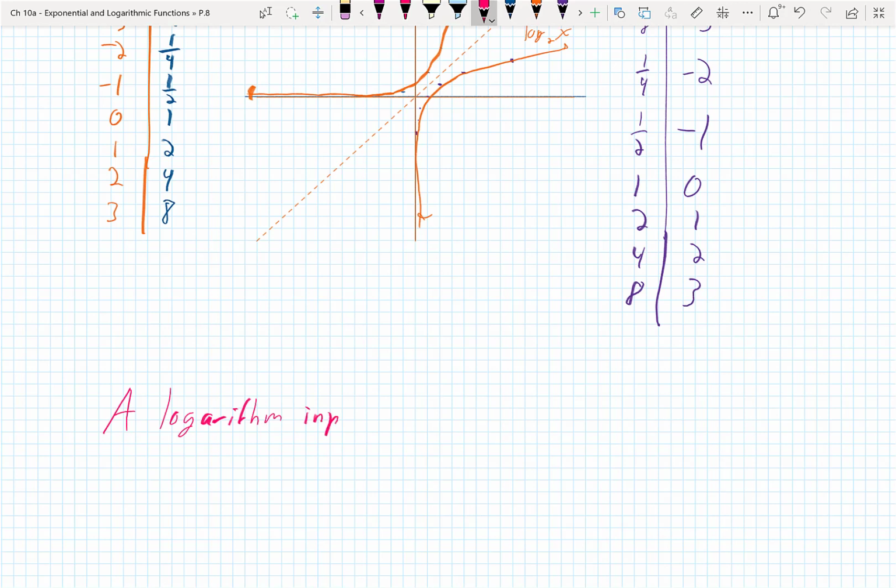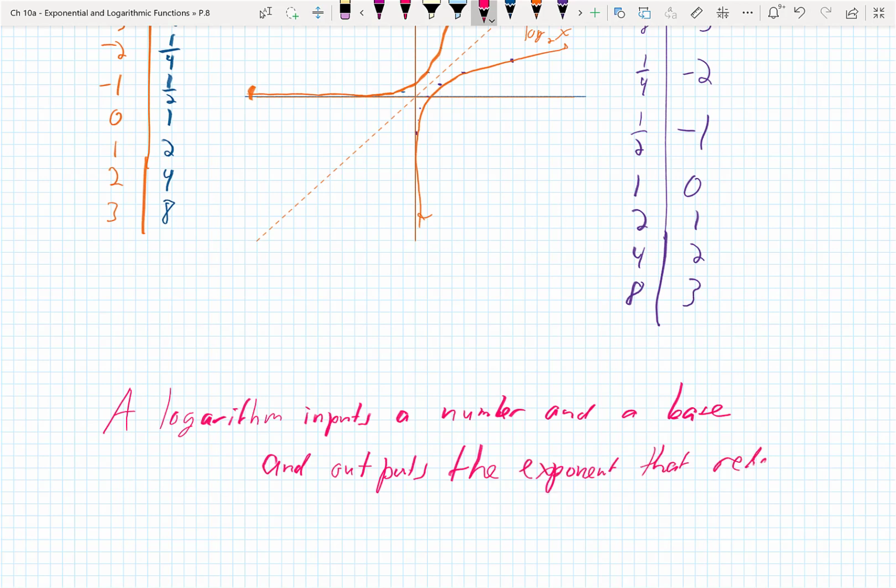A logarithm inputs a number and a base. So you have actually two inputs going on here. You should be used to that. You've had two inputs with addition. You've had two inputs with multiplication. This is two inputs. It inputs a number and a base, and it outputs the exponent that relates them.